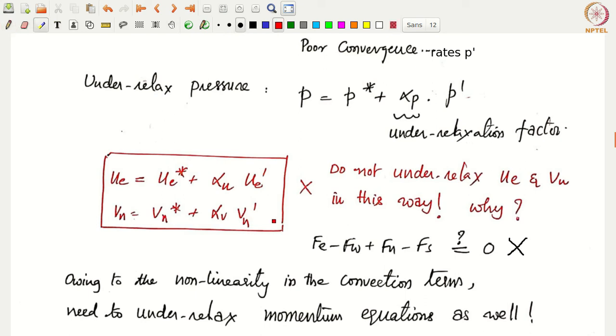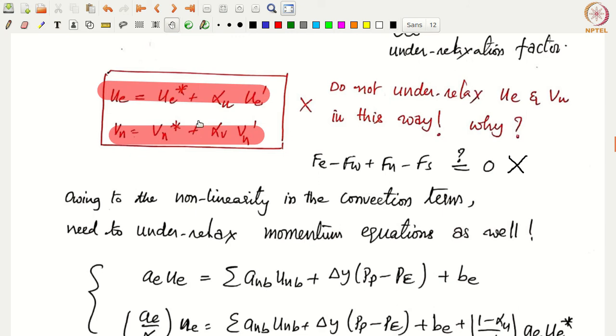So do not under relax them this way. We will see how to under relax the velocities using our original way, that means using the momentum equations itself. Because if you modify them this way, then the UE, UW, V north, V south that you get would not make it to 0. You will get a velocity field that will not satisfy continuity, because F east minus FW plus F north minus F south would not be equal to 0, right? So the entire purpose would be gone.